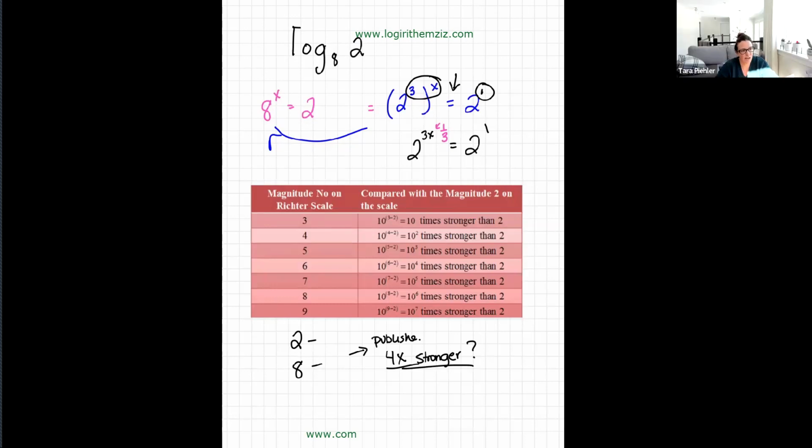Do you see how difficult this would be to plot if we had one number going from 10 to the 1 all the way to 10 to the 7? That's a lot of numbers. So you have to plot it on a logarithmic scale. This person didn't understand logarithms and they went, oh, okay, that's 4 times stronger, that earthquake. No, it's not. It's much, much stronger.